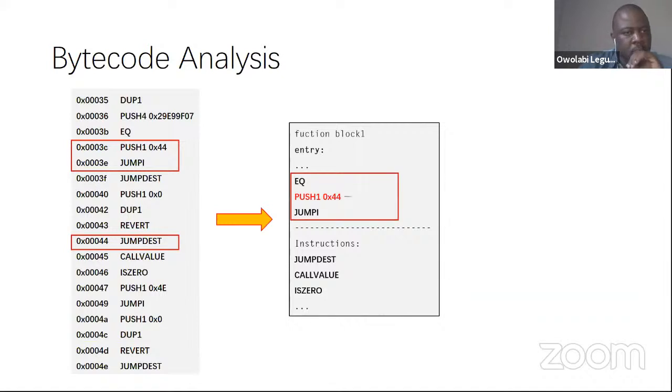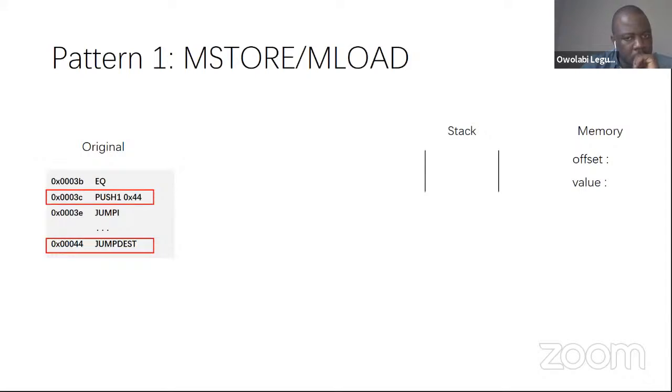At the same time, we mark every sequence of instructions, such as EQ PUSH JUMPI. We take them as the entry of functions and replace the jump address with anti-patterns. Now let's follow pattern 1 and see how the method works.